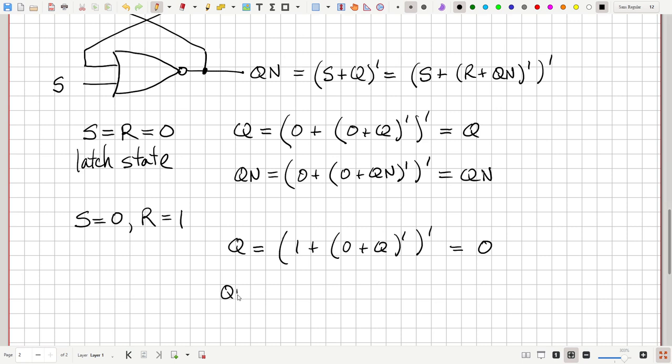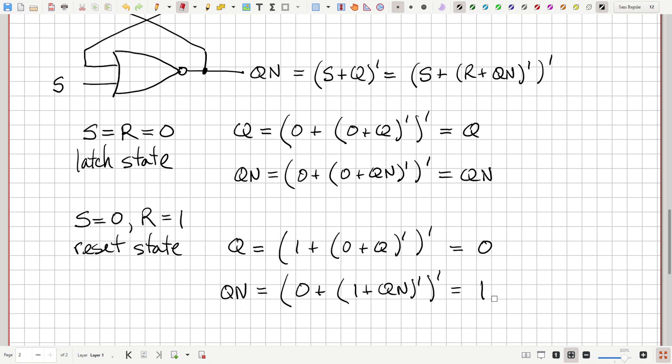How about for Qn? What do we get? For Qn, we've got S, which is 0, or R, which is 1, or Qn, that's negated and negated. Okay, 1 or anything is 1, and then you negate that, that's 0. So 0 or 0 is 0, and negate that, and you get 1. So this is called the reset state. In the reset state, you set the Q output to 0 and the Qn output to 1.